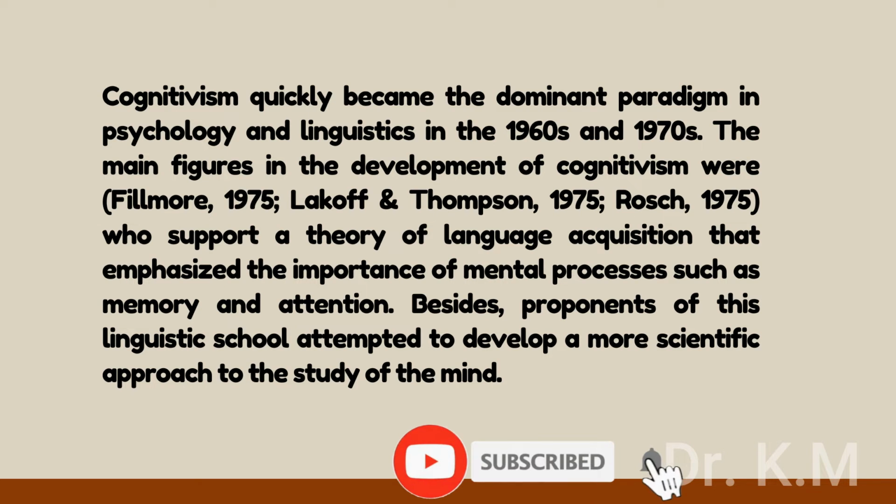The main figures in the development of cognitivism were Fillmore, 1975, Lakoff and Thompson, 1975, and Rosch, 1975, who supported a theory of language acquisition that emphasized the importance of mental processes such as memory and attention. Besides, proponents of this linguistic school attempted to develop a more scientific approach to the study of the mind.